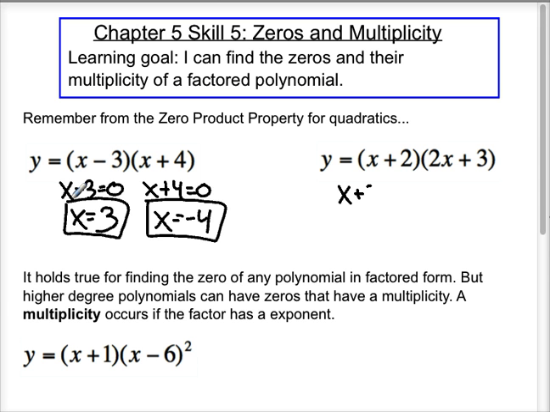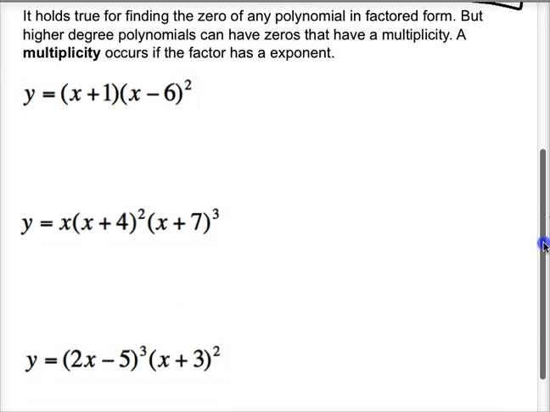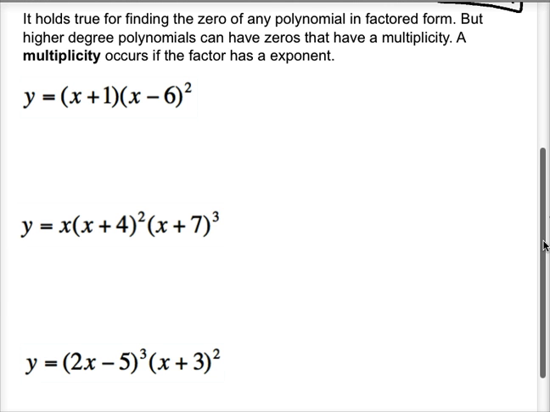Here, you'll get an x of -2 being your 0. Here, you have to subtract the 3 and then divide by 2 to get a 0 of -3/2. But recall, that's how you use the zero product property in order to find zeros when you have something that's already factored.